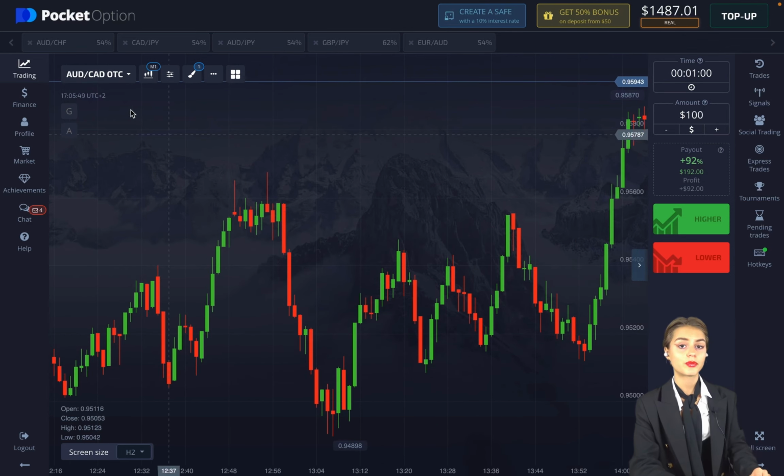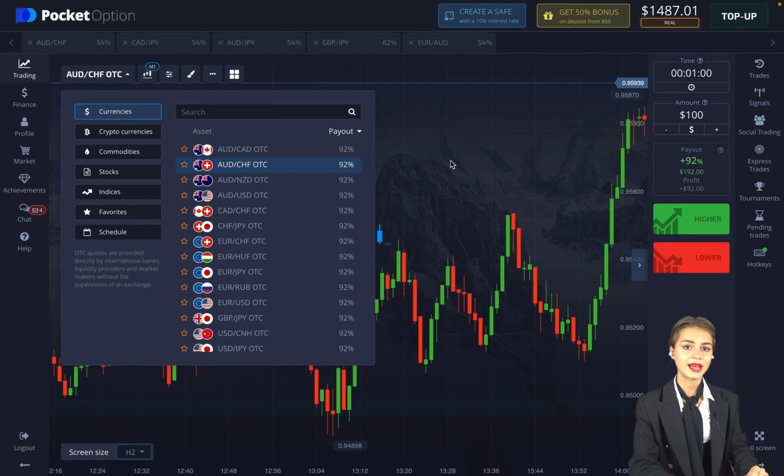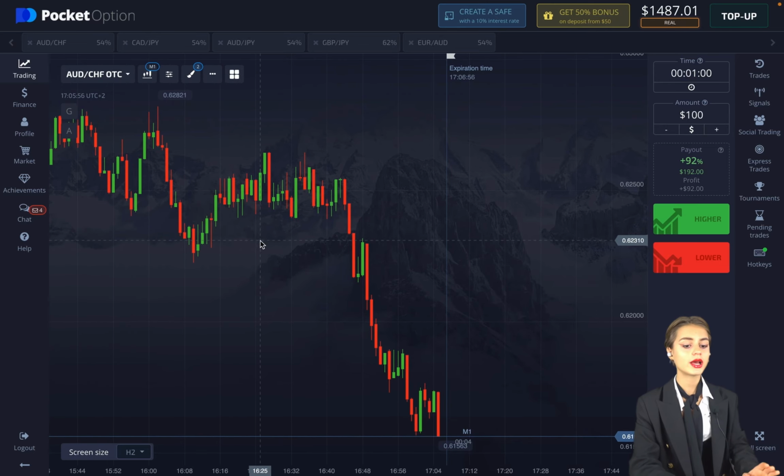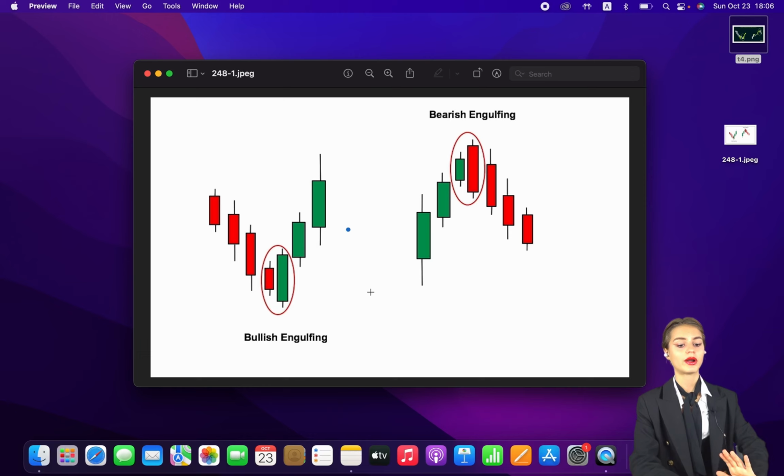I recommend you to practice it, open charts and look for similar patterns. There are actually a lot of them, guys, but we're starting with this one today. So let's move to practice and open a few deals so we can keep this information in mind.